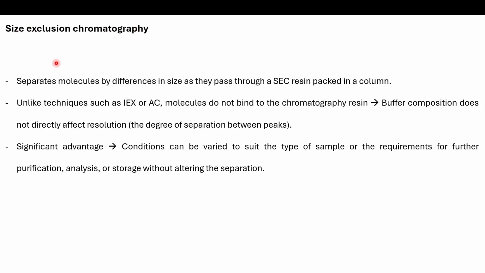Now, size exclusion chromatography mainly separates different molecules of various sizes as they pass through the SEC matrix or resin, which is packed in a column. But unlike ion exchange or affinity chromatography, in size exclusion chromatography the molecules do not bind to the resin. Okay, they do not bind to the matrix, and buffer composition also does not directly affect the resolution. We looked at resolution in great detail, which is, briefly, the degree of separation between two peaks.